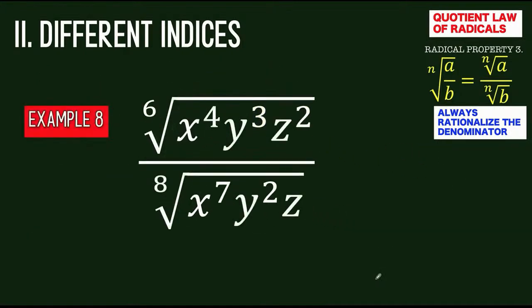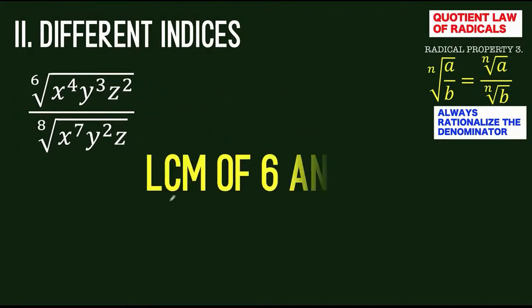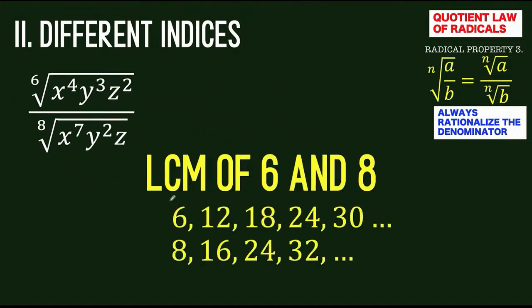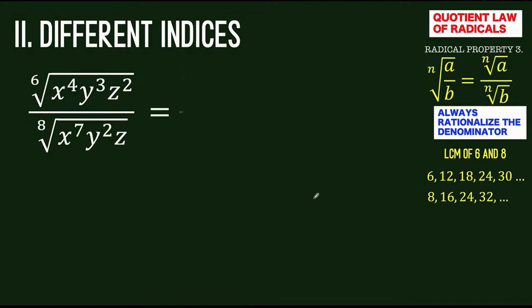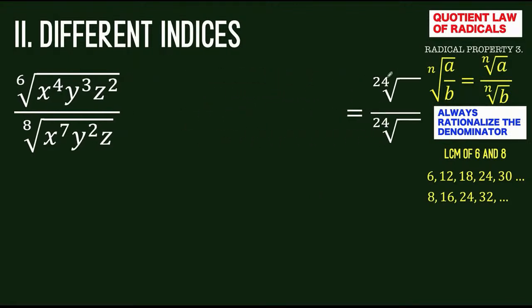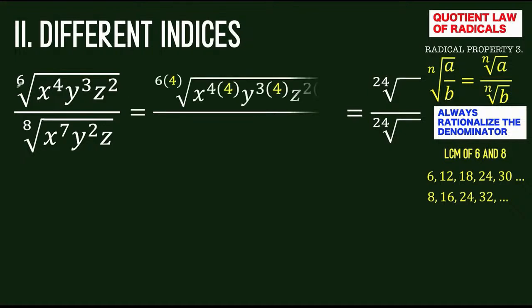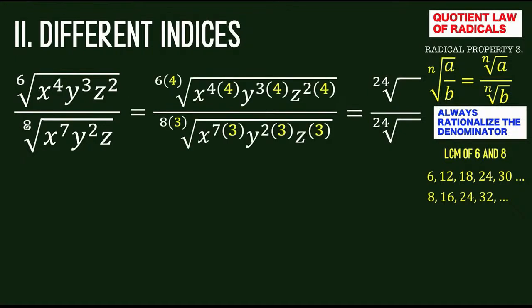So again here, the indices are different. We have 6 and 8, so we need to get their LCM. So here are the multiples of 6 and 8, and the lowest common multiple is 24. So, convert the given radicals into the same radicals, both with 24 as the index. To get 24 from 6, we need to multiply by 4. To get 24 from 8, we need to multiply by 3. Then simplify.